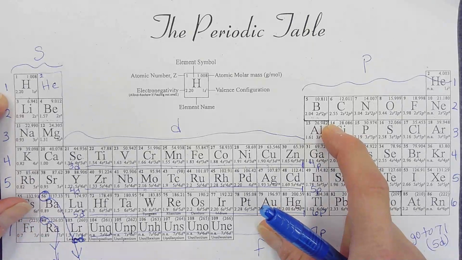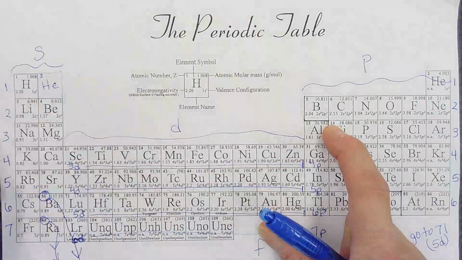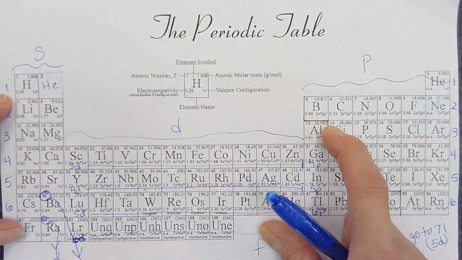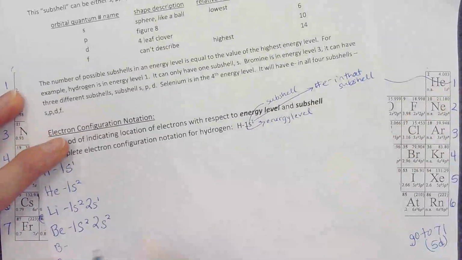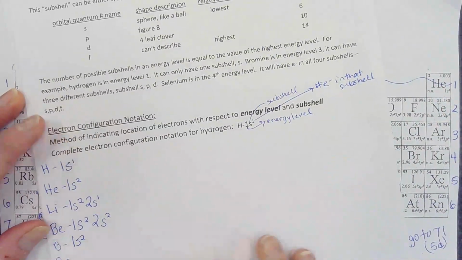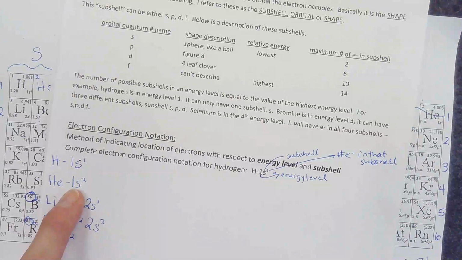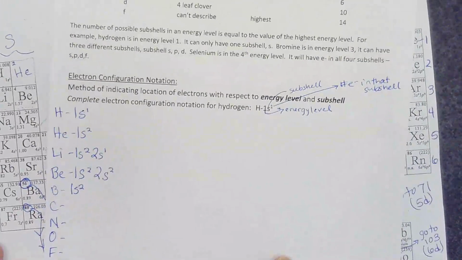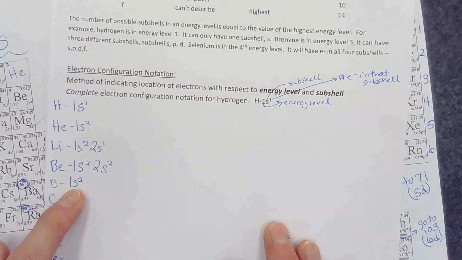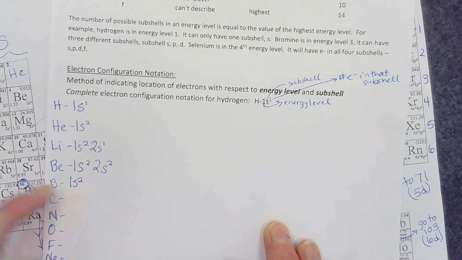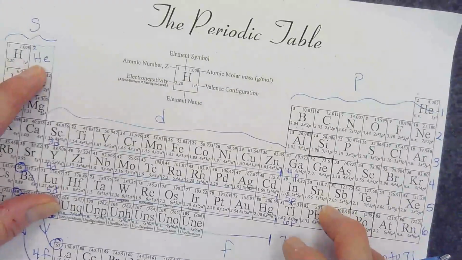Come on, where are the first 2? They have to start over here. We're reading left, right, down, left, right, down. Where are the first 2? 1s2. Guys, is everyone going to have a 1s2 after helium? You with me? Everybody past helium has a 1s2. So boron is going to be 1s2. Keep going.